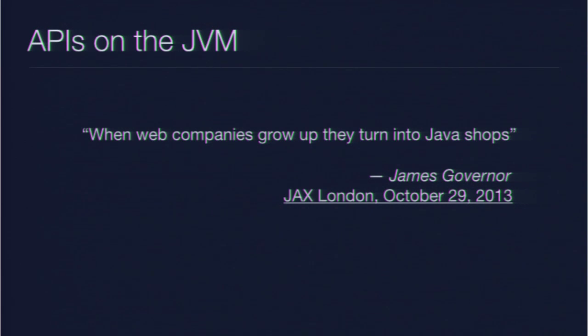So APIs on the JVM have been great. And this is a quote from Jay Governor of Redmonk, from only a couple years ago: when web companies grow up, they turn into Java shops. Not so much Java shops per se, but more JVM shops. So this is from JAX London, October 2013. He says basically LinkedIn, Google, Twitter, Yahoo, and Facebook, among a host of other web powerhouses, have all turned to Java in recent years to power them into maturity.